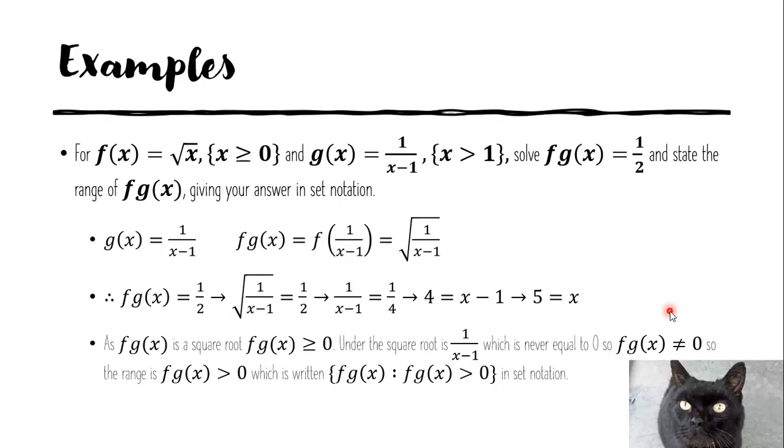Underneath that square root is 1 over x minus 1. That can never be equal to 0 because the numerator is never going to be 0 and the denominator can never be 0. So this is never equal to 0. So we can get rid of the equal part and the range would be f of g of x is more than 0. It wants it in set notation, so we have to write it like this. So use the curly brackets. {f of g of x : f of g of x > 0}. And then another curly bracket.